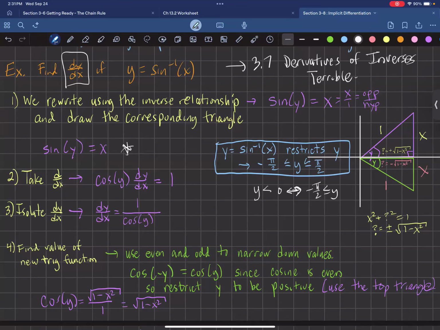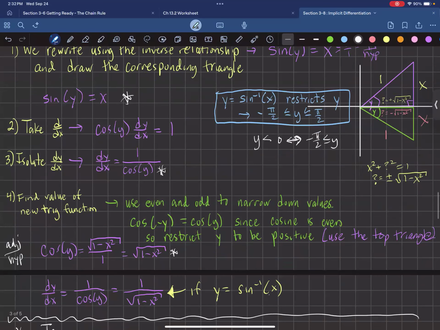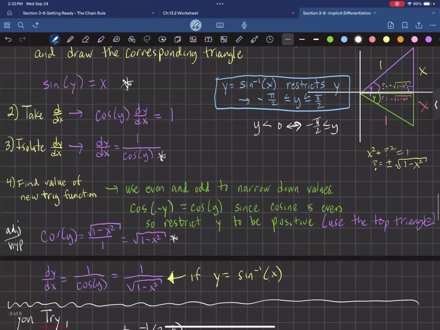So cosine y is adjacent over hypotenuse. From the triangle, adjacent is the square root of 1 minus x squared. Hypotenuse is 1, so cosine y, after you get rid of the fraction, because dividing by 1 doesn't do anything, is the square root of 1 minus x squared. So dy dx is 1 over cosine y, which is 1 over the square root of 1 minus x squared, if y equals sine inverse x. Okay?